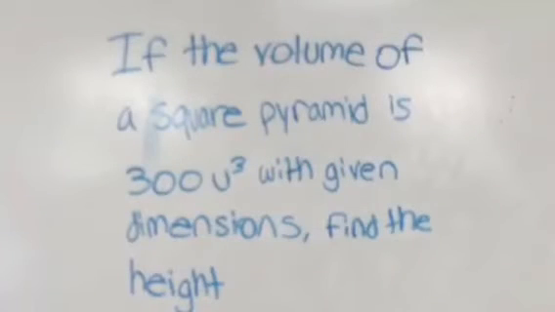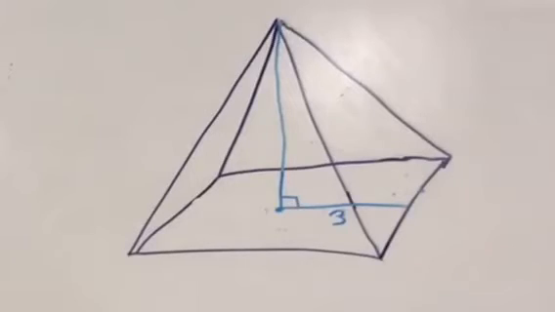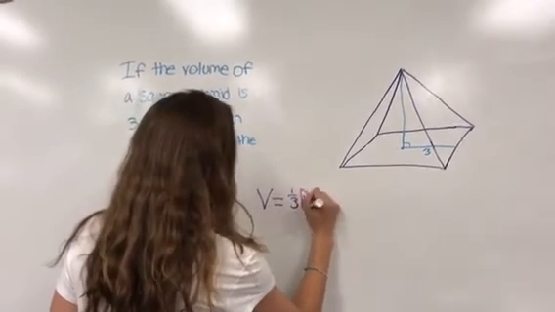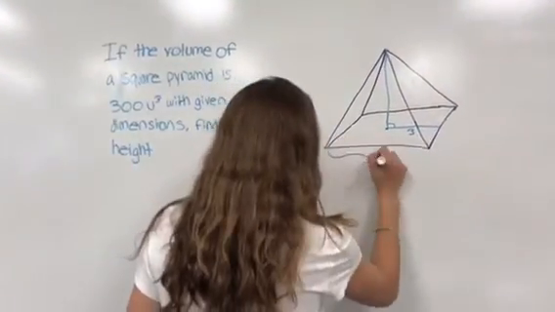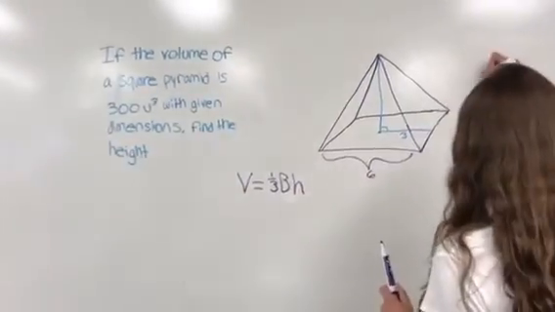Let's try this. If the volume of a square pyramid is 300 units cubed with given dimensions, find the height. Let's take a look at our given dimensions. Looks like we have a length from the center of the square to the outside edge of 3 units. We can multiply this by 2 to get a base length of 6. First things first, I'm going to write down our new formula, volume equals 1/3 base area times height. Next, I'll mark down that the base length is 6, so I can remember it.